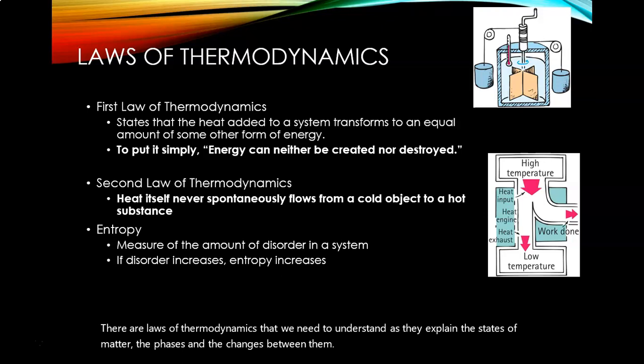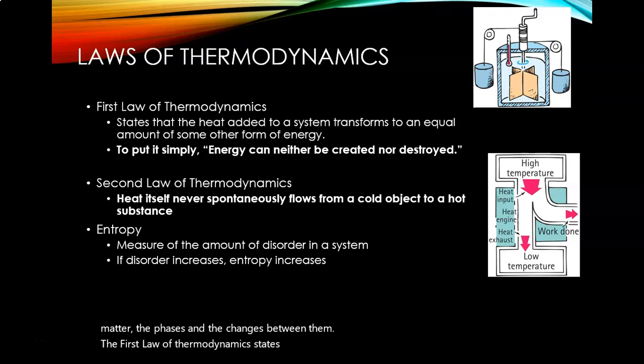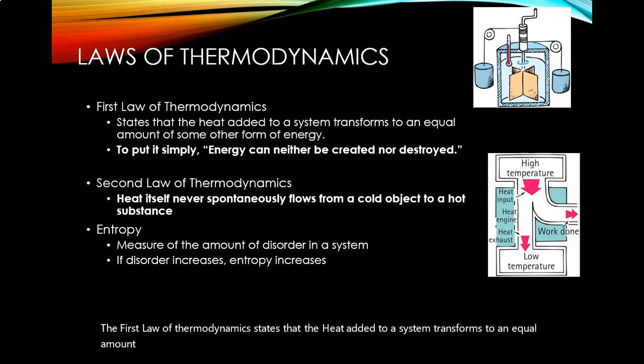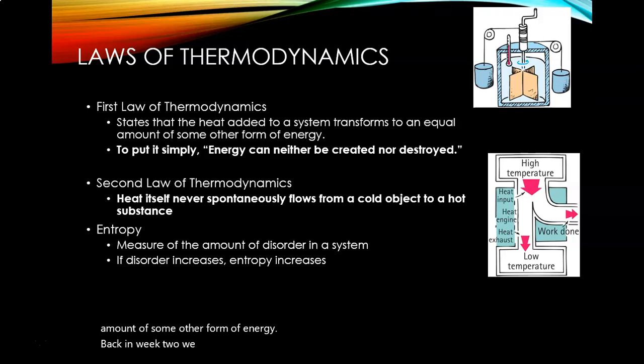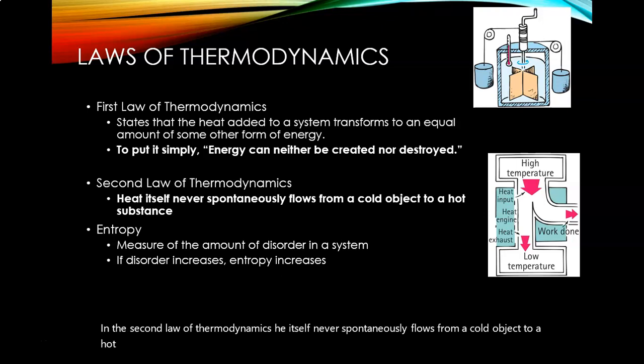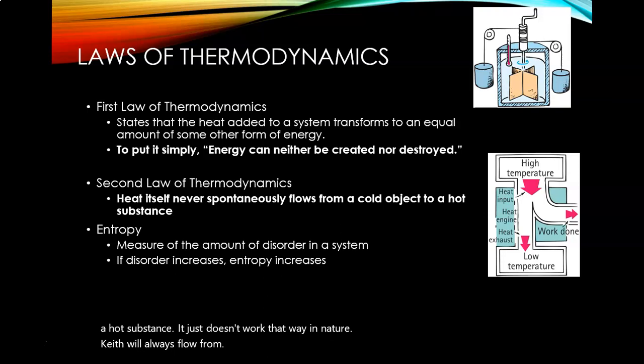The first law of thermodynamics states that the heat added to a system transforms to an equal amount of some other form of energy. Back in week 2, we learned that energy is not created or destroyed, it is only transferred. And this concept is proof of Einstein's rule. In the second law of thermodynamics, heat itself never spontaneously flows from a cold object to a hot substance. It just doesn't work that way in nature. Heat will always flow from a hot substance to a cold object or substance.